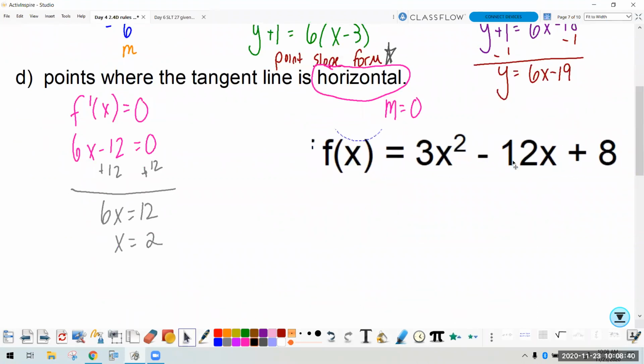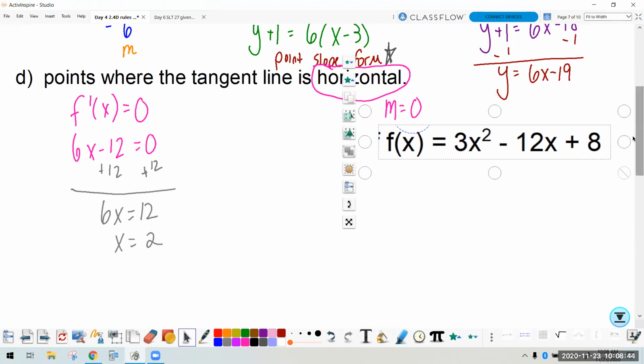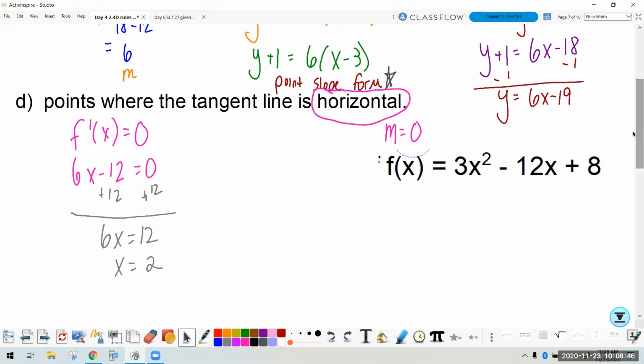There we go. But I'm not quite done because the question says point, not just the x value, but the point. So the point is 2 comma something. I need this y value. And we get the y value from the original function, not the derivative. Derivative is slope. Y value is original function.